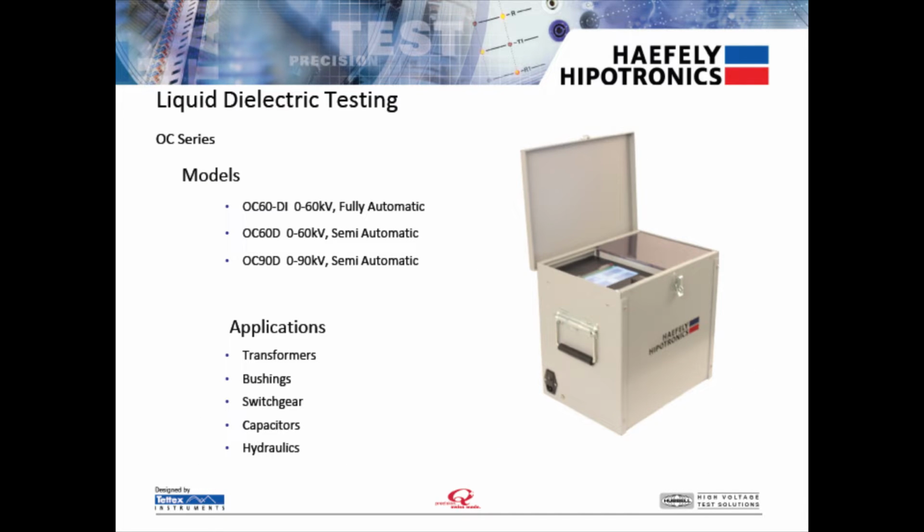For liquid dielectric testing, our OC series liquid dielectric breakdown testers has recently been updated to a digital version, the OC60DI, which I have with me at 10, if you want to take a look at it. So this continues our expansion in touchscreen automated testers, simplifying testing, allowing more data to be contained. It allows you to accurately and reliably test the dielectric breakdown strength of insulating liquids. Used in a wide variety of electrical apparatus, such as transformers, bushings, switchgears, capacitors, and drawers, etc.